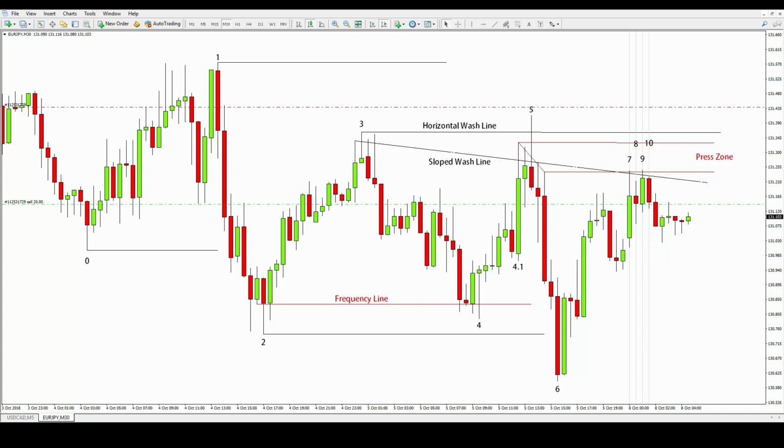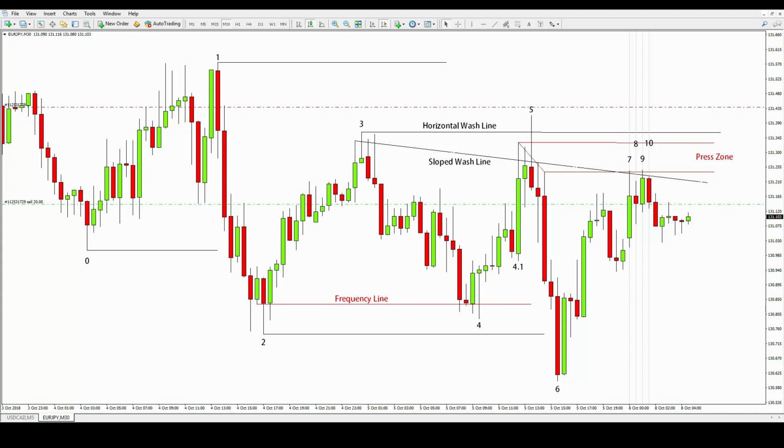The sloped wash line in this case is a combination of the horizontal wash line principle with the idea behind frequency lines. In other words, to draw a sloped wash line, we have to use the highs that were used as axes in the manipulation, and we have to catch the frequency of their upper tails. The origin of that sloped wash line is logically in high number 3. Notice how the line catches all of the upper tails. The second axis of the line is what is going to determine its angle. The second axis used here is of course the high number 5 where most of the manipulation occurred.